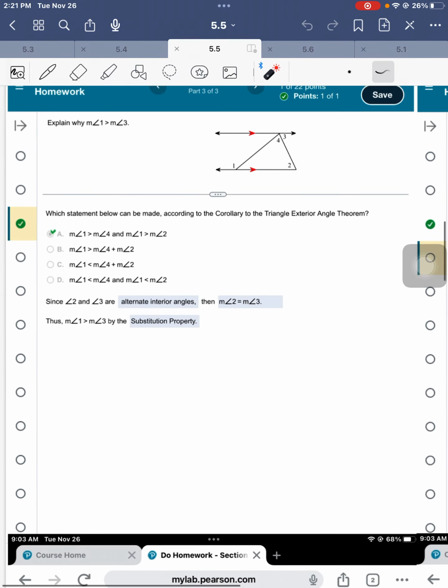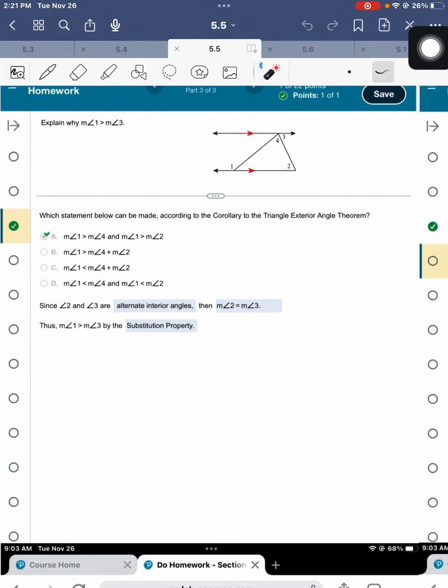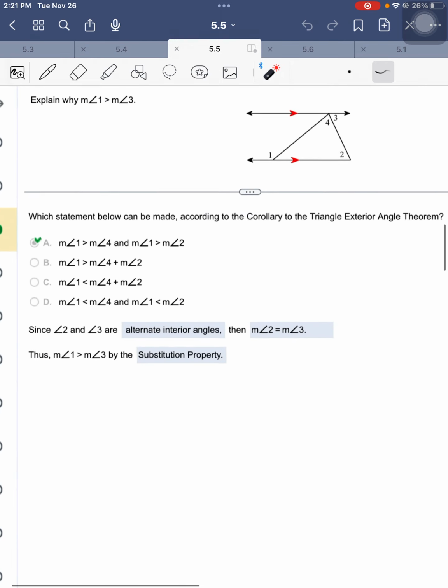Okay, so we're starting 5.5. Let's look at this one. We should all be familiar with this question by now. Explain why measure of angle 1 is greater than measure of angle 3.